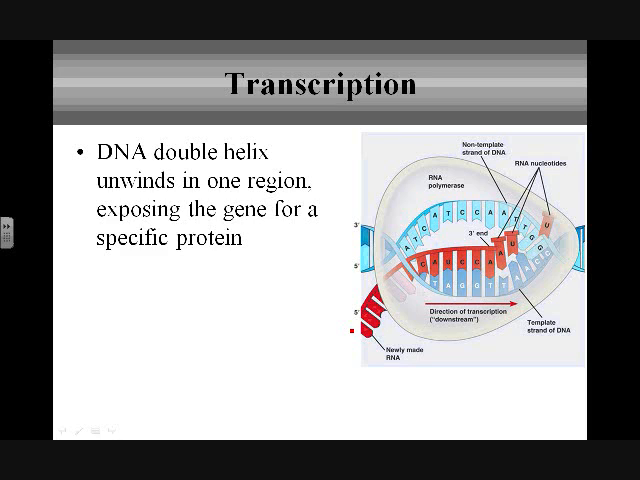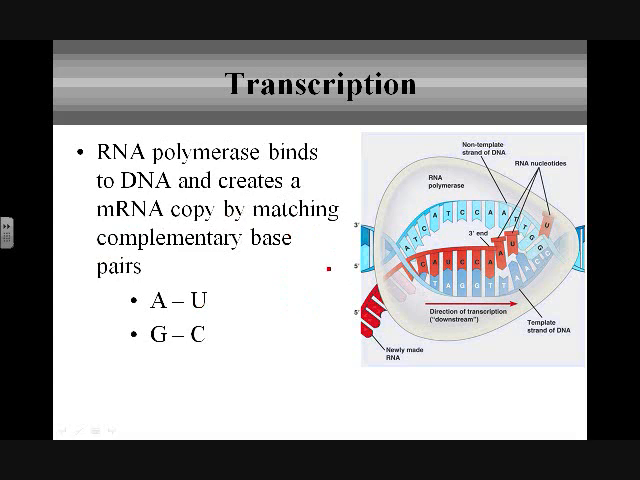Transcription is the first one that we're going to talk about. And what happens in transcription is that the DNA double helix opens up, and it only exposes one gene for a specific protein. And it opens up, and an mRNA molecule is formed based on that information. So basically it's one gene at a time. DNA is not transcribed as a whole entire molecule. It's transcribed in little pieces, single genes.